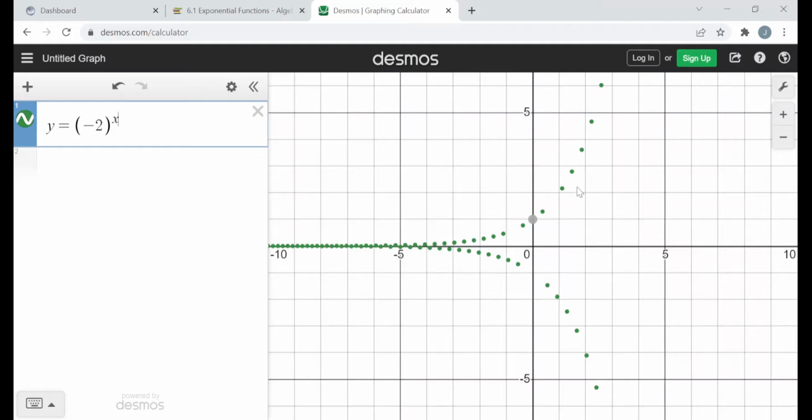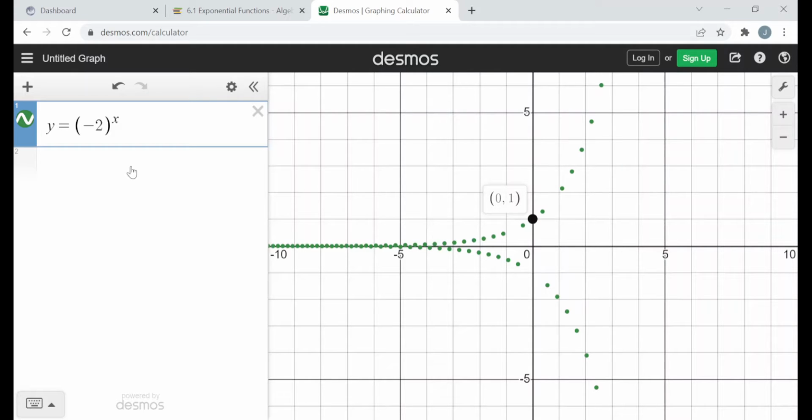See how it bounces back and forth from being positive to negative? What is -2 to the 0? That would be 1, right? You have 0, 1. But then -2 to the first would be -2, right? -2 to the second would be +4. -2 to the third would be -8. -2 to the fourth would be +16. It bounces back and forth from negative to positive as you increase the input by 1.